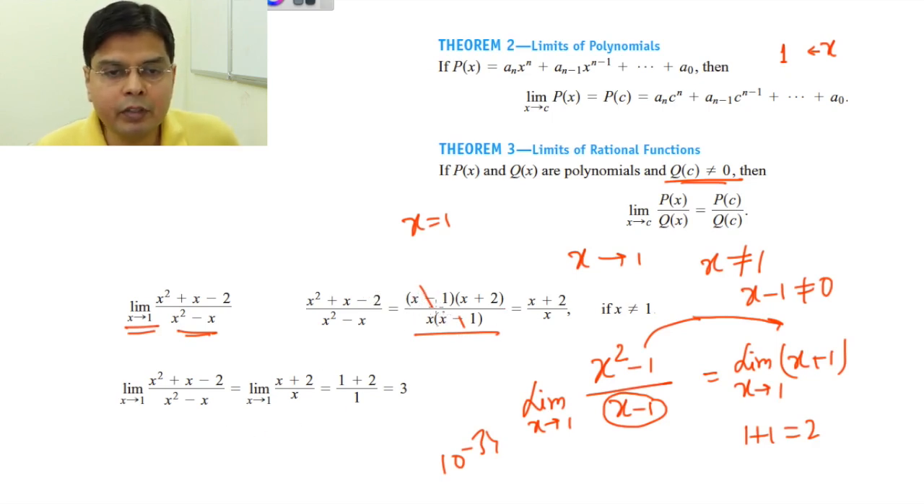So after this division by x minus 1, I will get (x plus 2) by x, and this is possible only if x is not equal to 1. Then the next step will be the limit as x tends to 1 of (x plus 2) by x, which is (1 plus 2) by 1, that is 3. So this is a very simple example of limit.